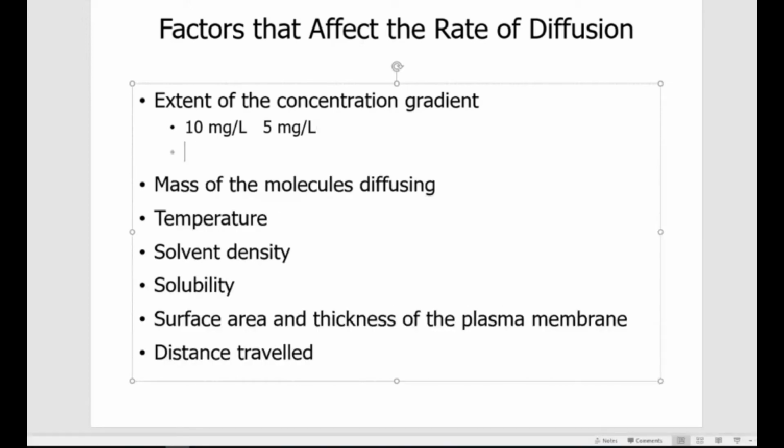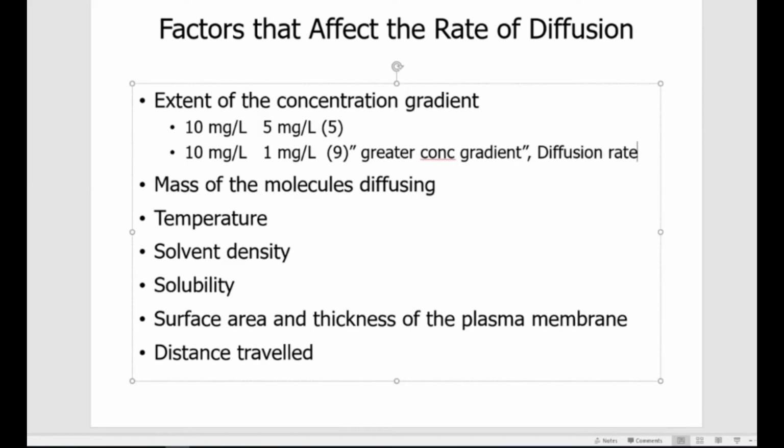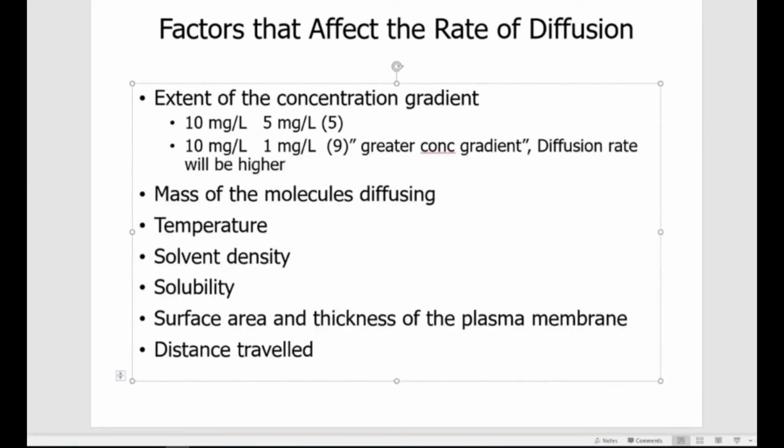But if we can make the concentration gradient greater, so instead of 5, now I'm going to change the concentration to 1 gram per liter. So the difference here is 5, right? But the difference for the second scenario is 9. So this is a greater concentration gradient, so the diffusion will be faster. Okay? So the diffusion rate will be higher than the first scenario. So that's what it means.